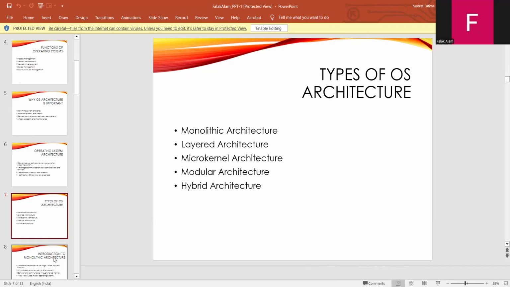Now the last one, that is hybrid architecture. The fifth type is hybrid architecture, which combines features of multiple architectures to achieve better performance and flexibility. As the name suggests, hybrid means that we combine features of multiple architectures like monolithic and layered together so that we could achieve a better layer. It could be possible that microkernel and modular get combined so that we could get a better result.